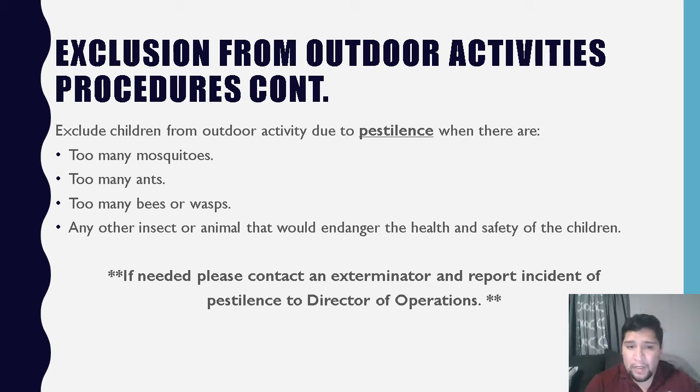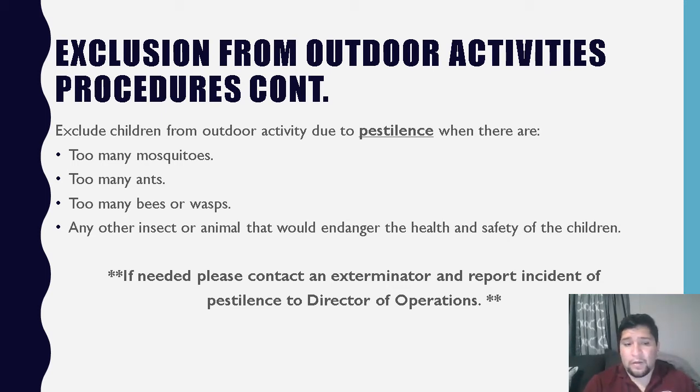And the big one is going to be if there are any insects, for example, bees and wasps, that can possibly endanger the kids, or if there are any animals, any stray dogs, raccoons, possums, anything that can endanger the children. We need to make sure that first of all we report it to our center director or your area manager, so then they can go ahead and contact the exterminator or pest control as soon as possible.